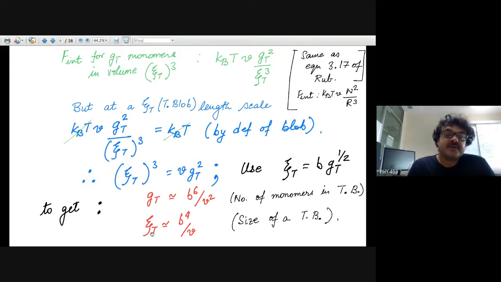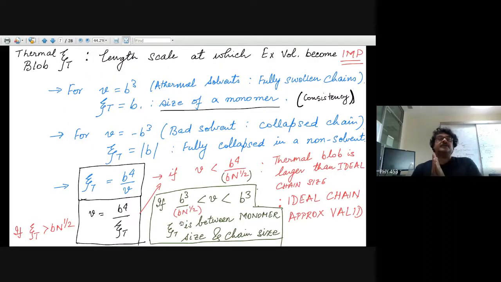equation again, then you can define the thermal blob length scale as b to the power 4 by v. So this has dimensions of L, and again you see that the RHS of the equation has dimensions of L, and this basically defines the size of a thermal blob in terms of microscopic quantities, but in terms of the potential, because the interaction potential decides the value of v, and the bond length is b to the power 4. Okay, so this is how the thermal blob is defined.